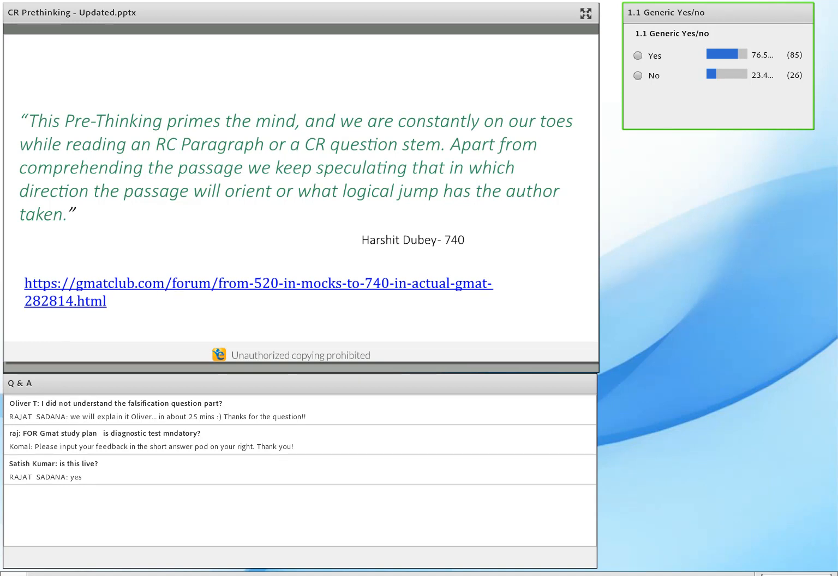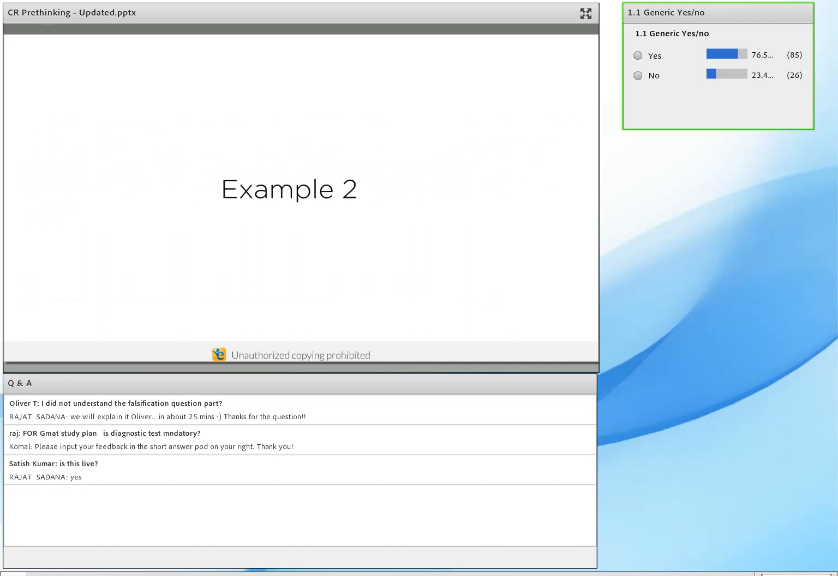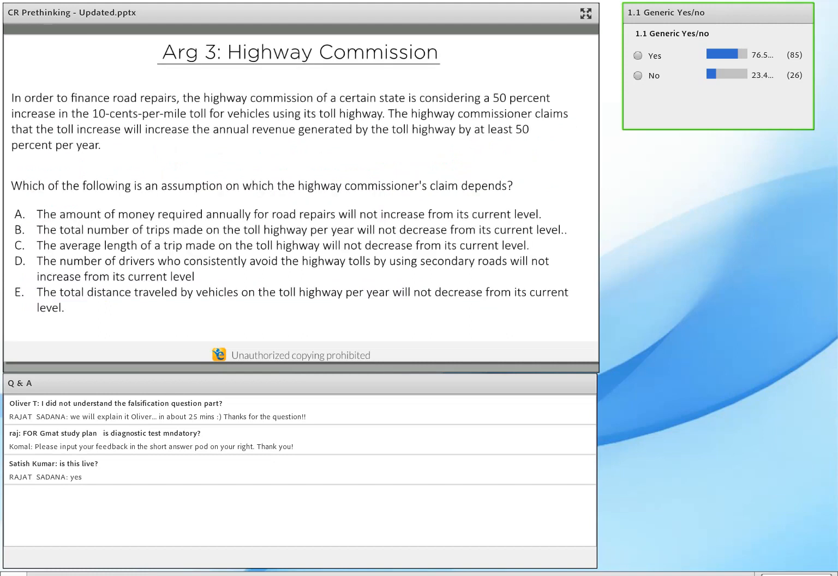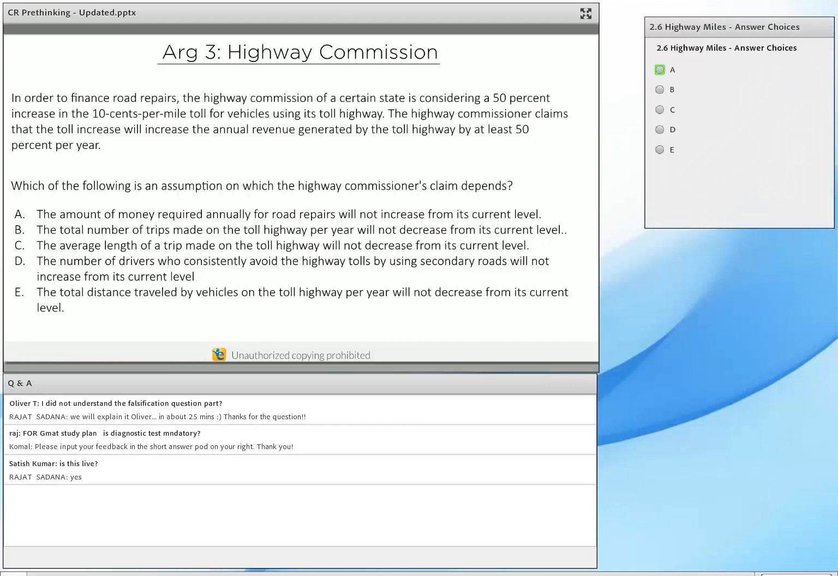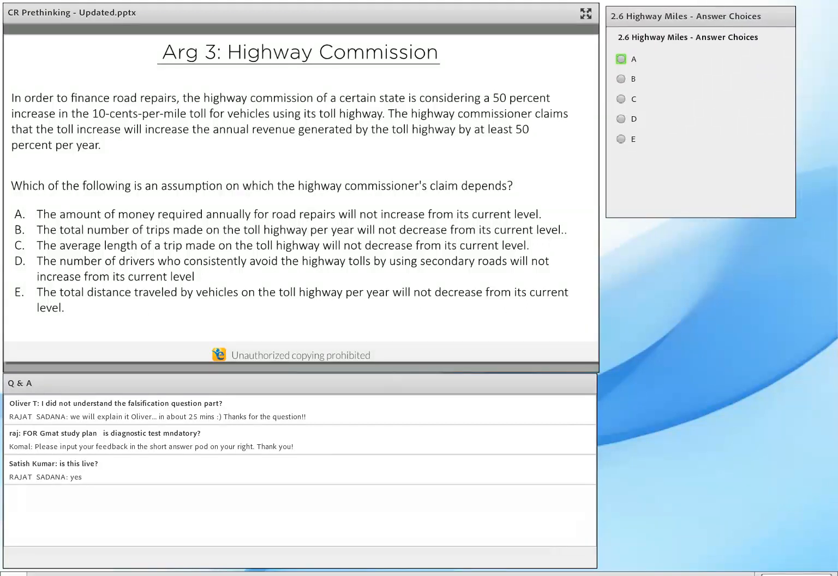Now with that, let's go on to our third argument for the day. And now we are going to move forward really quickly. We're going to do 4 more arguments after this. So here is your poll over here. On this question, focus on doing pre-thinking, focus on understanding the author's logic overall. And then you're going to find that the answer becomes very apparent.